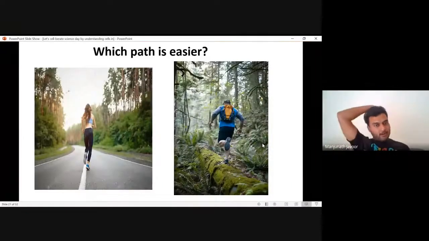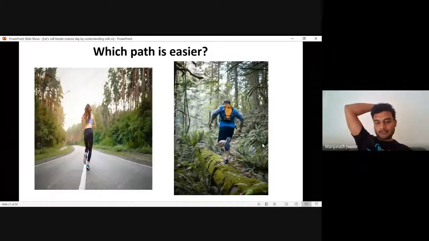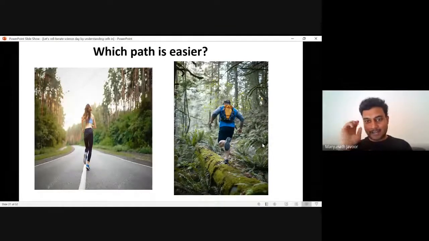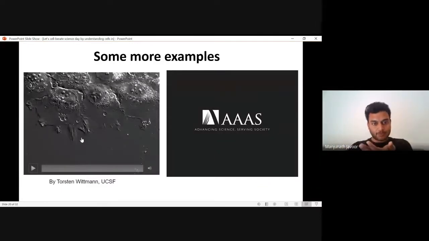You see two figures on the slide. Which path is easier to run? The one on the left. Yes, the first one is easier, and the right one is difficult. What you are seeing here are cells which are taken outside of the body and put on a plate, and then we are seeing how they move on a plate. But that is not true.